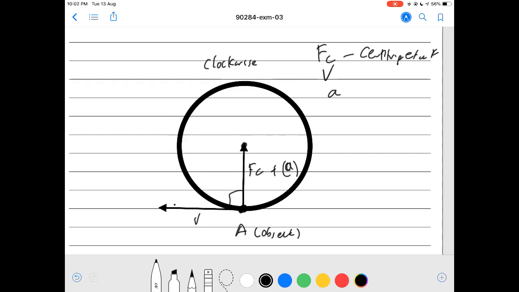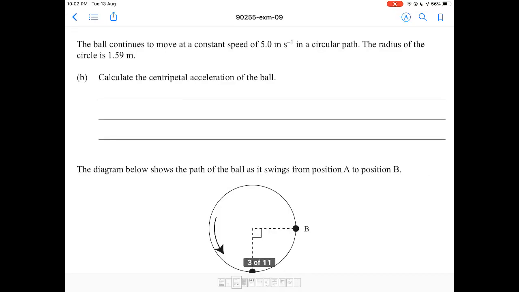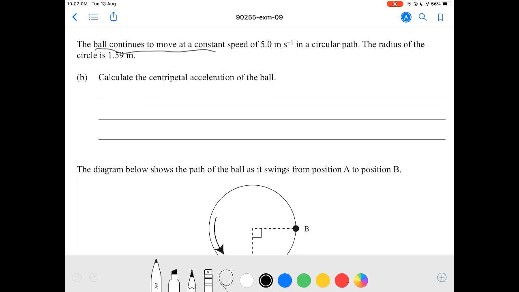In this part of the video, I'm going to be covering how to calculate the centripetal acceleration of an object. We have a ball, and it's moving at a constant speed of 5 meters per second. The radius of the circle is 1.59 meters. Note down what we have: V equals 5 meters per second, and R equals 1.59 meters. What is our AC?